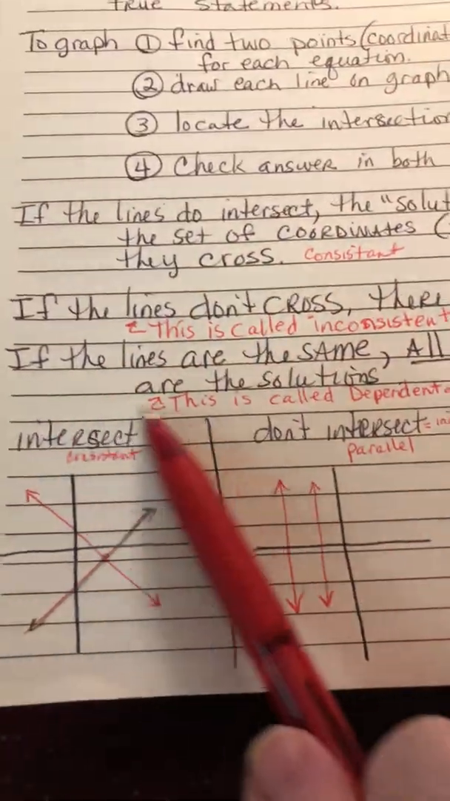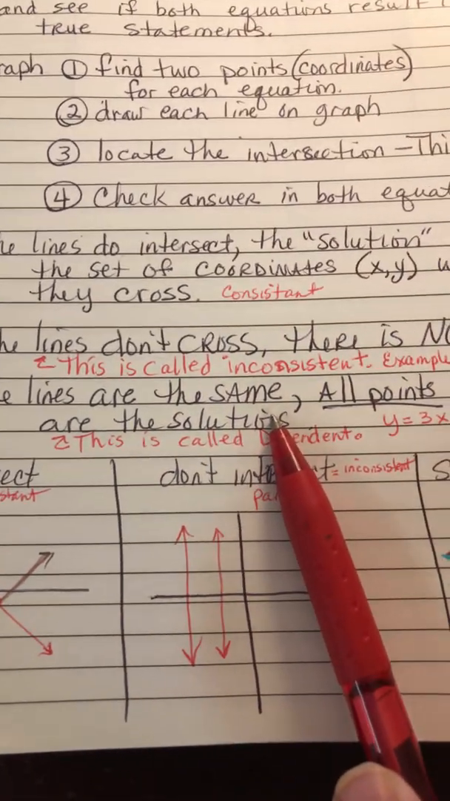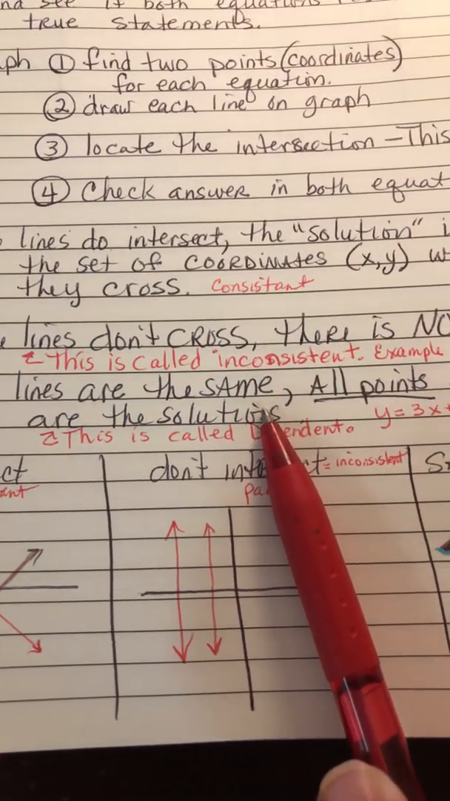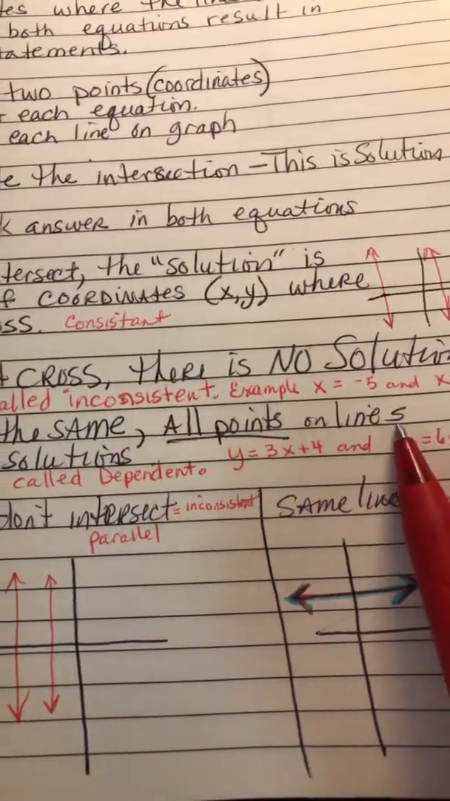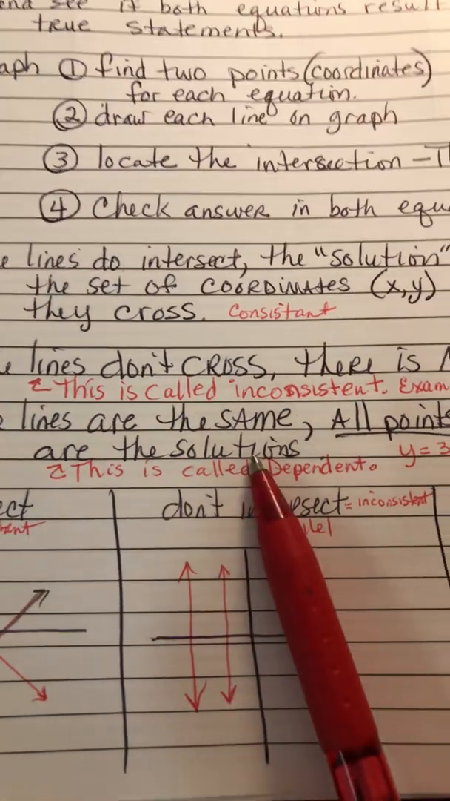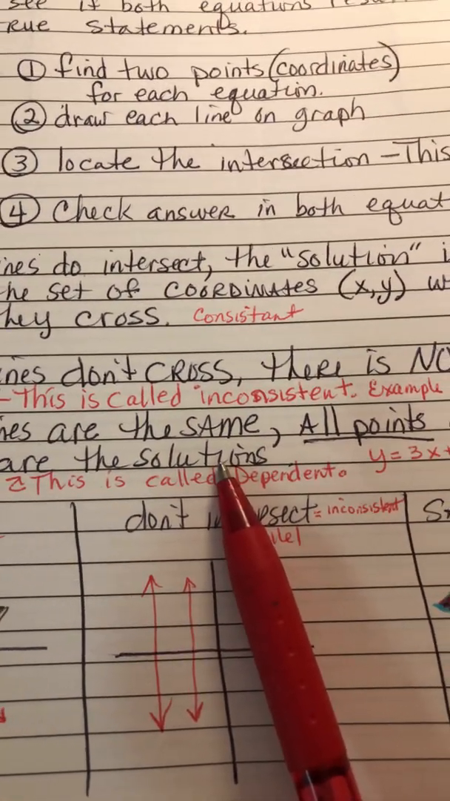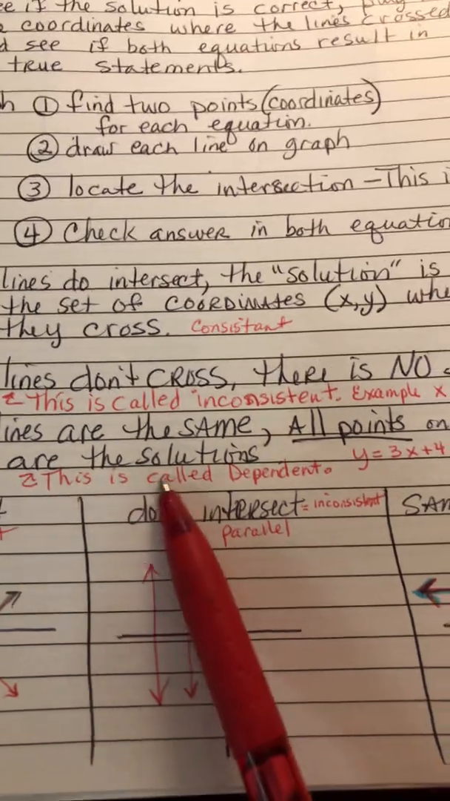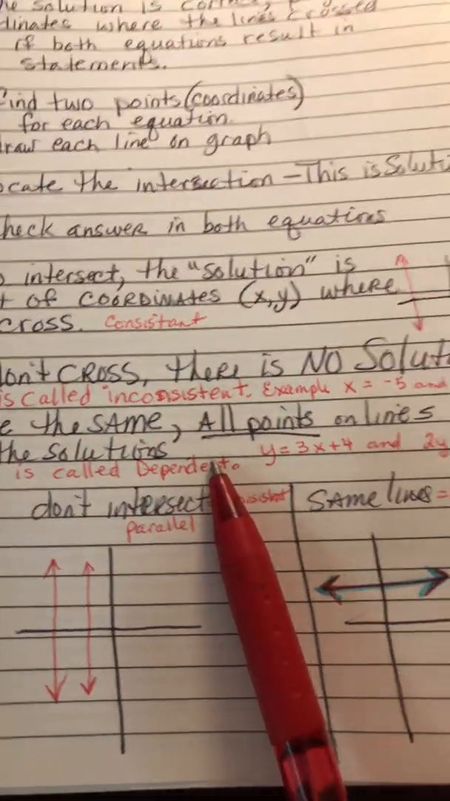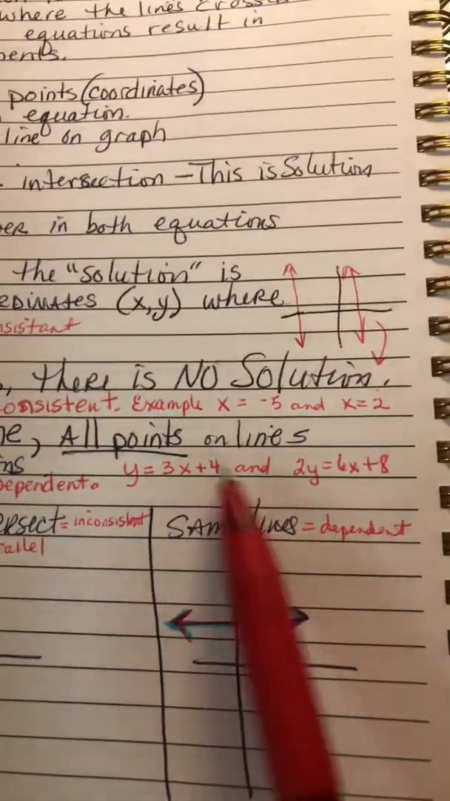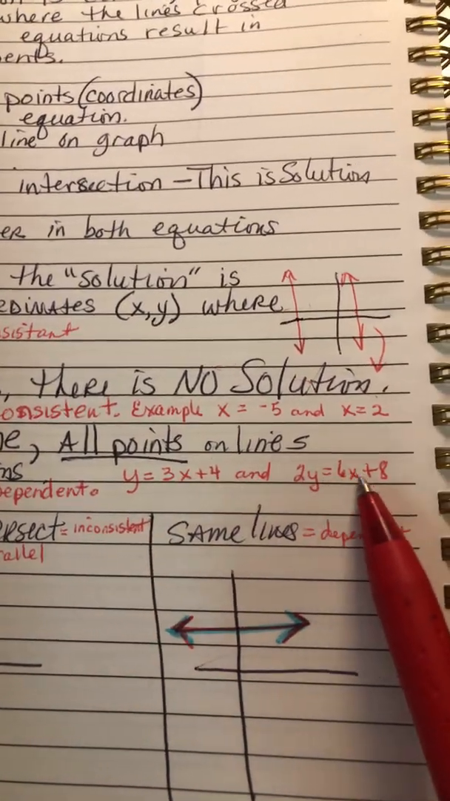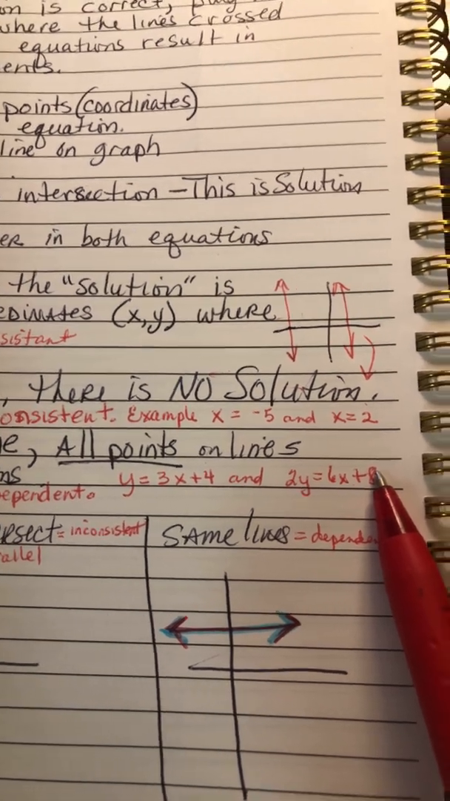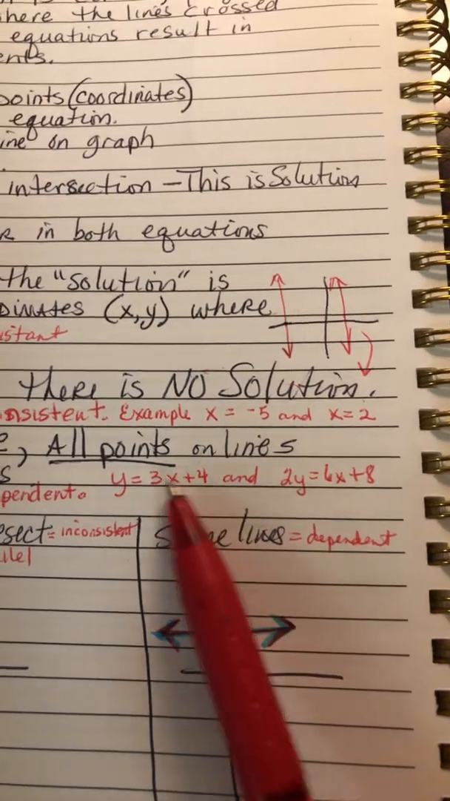And then next, if the lines are the same line, like if you had 2 equations that suddenly created exactly the same line, one right on top of the other, that means that all the points on the lines are the solutions. Every set is common to them. And this is called a dependent situation. Like in this case, if you graphed these 2 equations, y equals 3x plus 4 and 2y equals 6x plus 8, then you would draw exactly the same line.